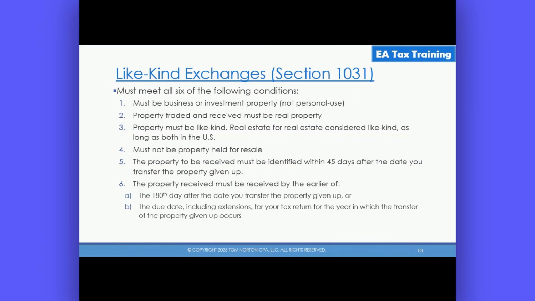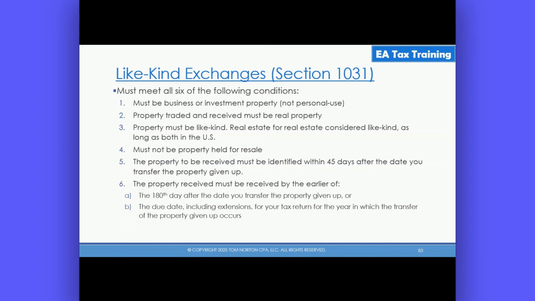Now, the good news is real estate for real estate will be considered like kind as long as both are in the United States. So you can exchange, for instance, a piece of vacant land for a warehouse, and that would qualify because they are both real property. So it would qualify as a like kind exchange.